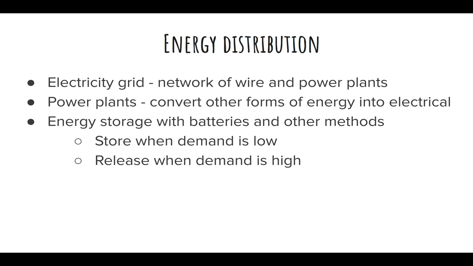When you flip a switch to turn on a light, it closes a circuit that connects all the way back to the power plant that generates the electricity. The network of wires and power plants is called the electricity grid. Power plants are constantly converting other forms of energy into electrical energy.